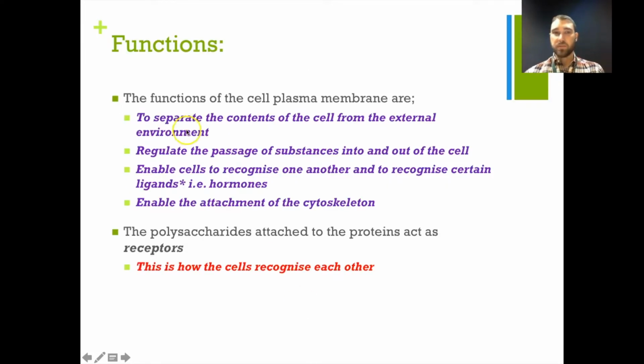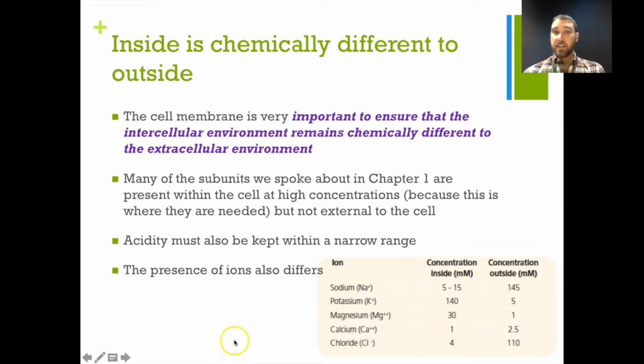So what does the cell membrane do? It separates the inside from the outside of the cell. It can allow substances in and out of the cell. It can also allow for recognition, and it can also allow for the cytoskeleton to attach to it. There's also receptors there that allow for communication. So that was that polysaccharide that we saw before, the carbohydrate. The cell membrane can allow there to be different concentrations of substances inside and outside the cell, and this can be important for driving particular chemical reactions.